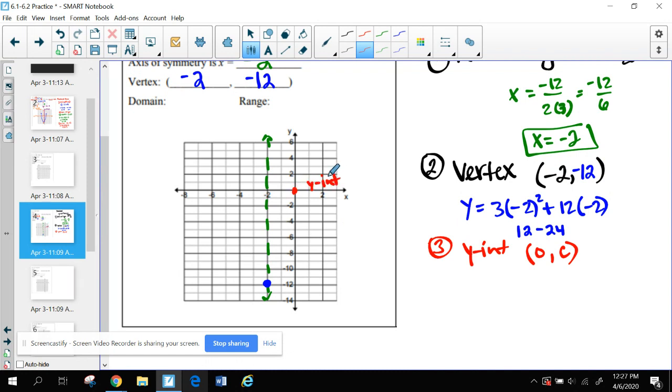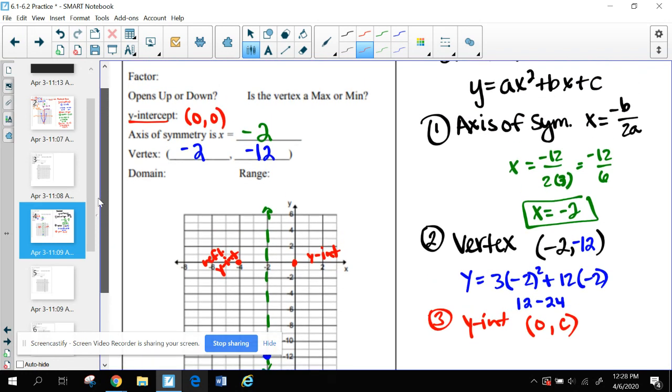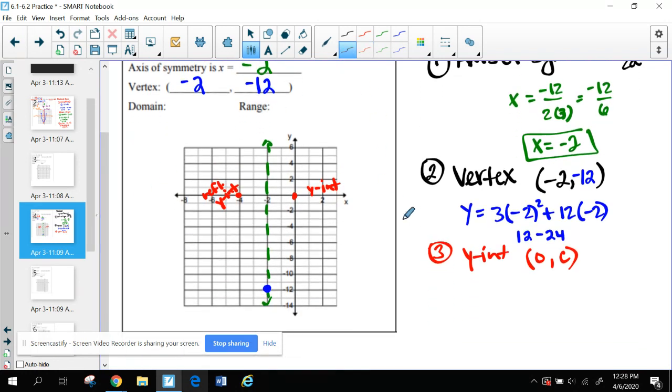That also means I can find the reflection of the y-intercept. So if I'm 2 to the right of the axis of symmetry, the reflection has to be over here, at negative 4, 0. And we just need 2 points. So the last thing we did on this to find our last 2 points is we just organized a t-chart.